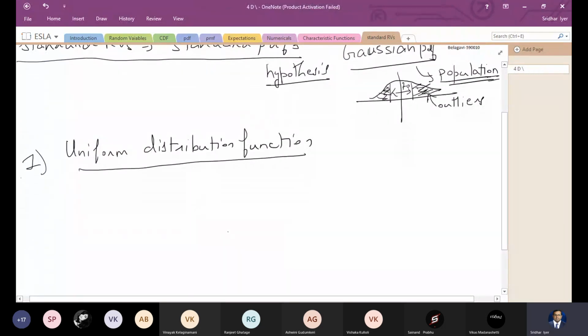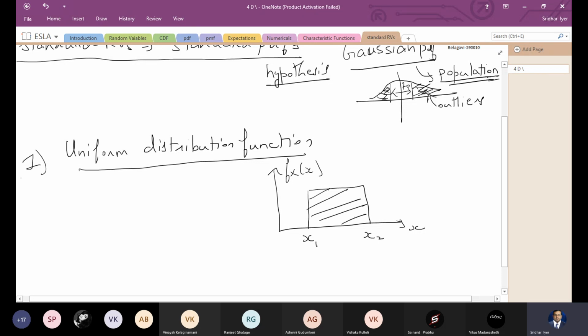So the PDF looks like this. On the y-axis you have the PDF fx of x. On the x-axis you have the value of the random variable. This uniform random variable exists between two values x1 and x2. I'll shade this uniform random variable. Once you integrate the entire area of this PDF, the area is obviously going to be 1. The value here, which we have already found out, will be 1 by x2 minus x1.